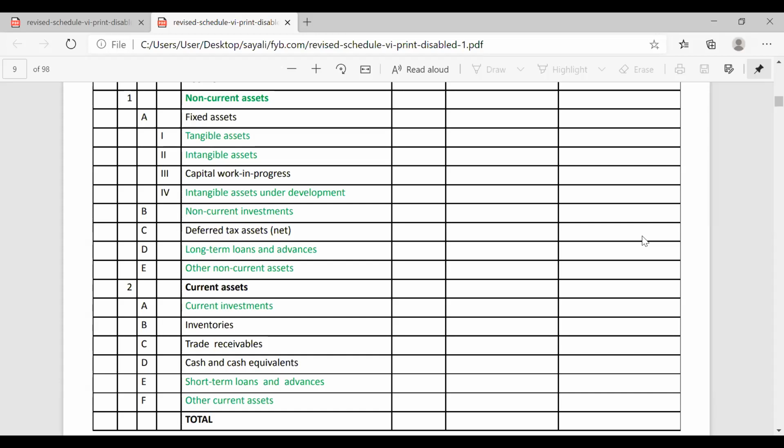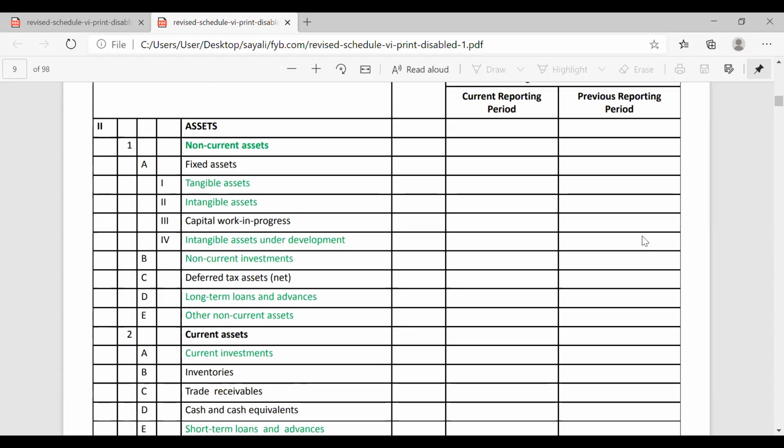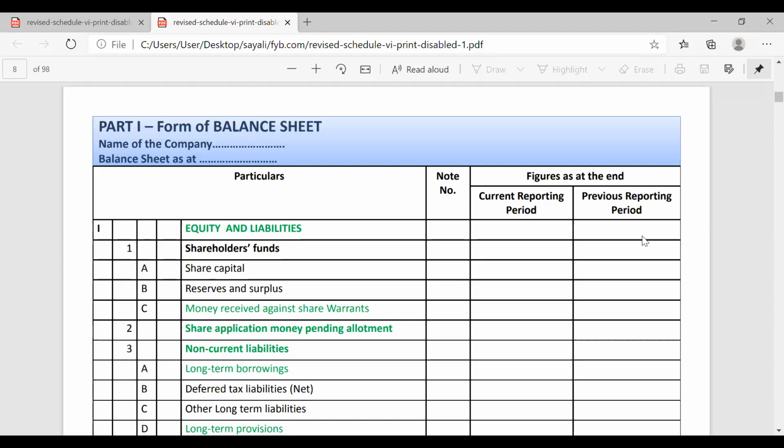And there is a total of total assets. So you can say assets include only two headings, non-current and current assets. Non-current assets include fixed assets, tangible assets and intangible assets. And current assets include current investments, inventories and all those things. So this is the format of your balance sheet.